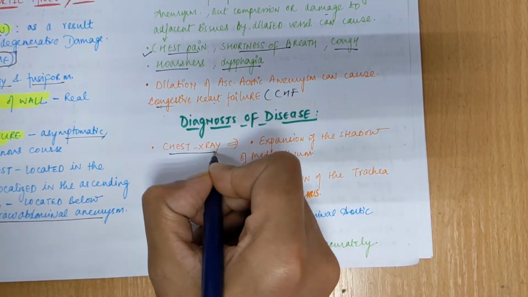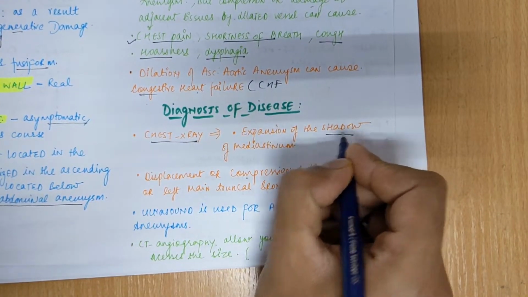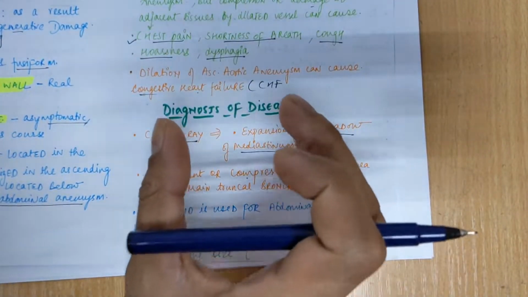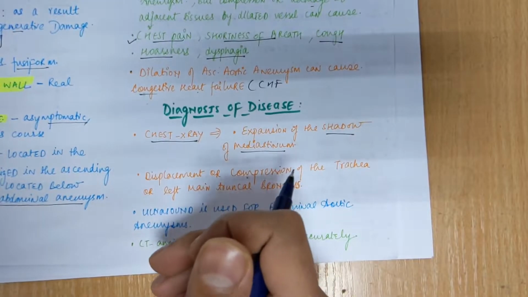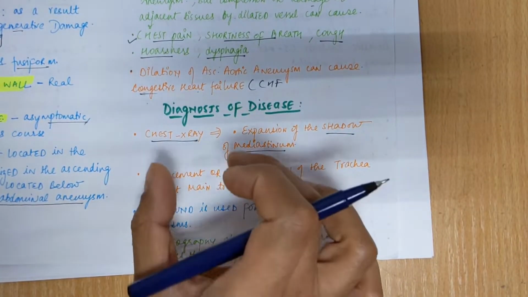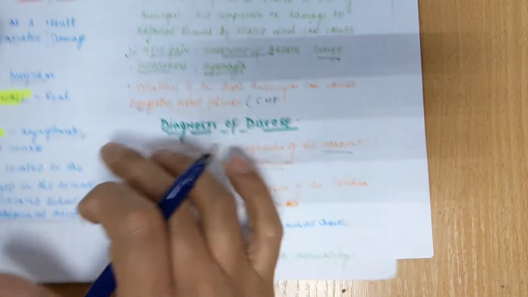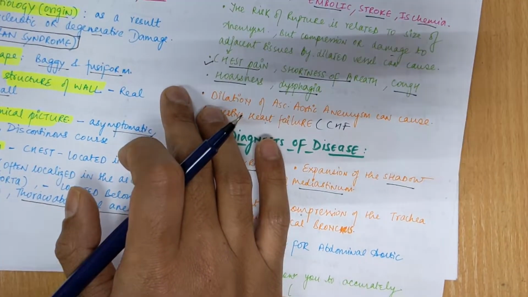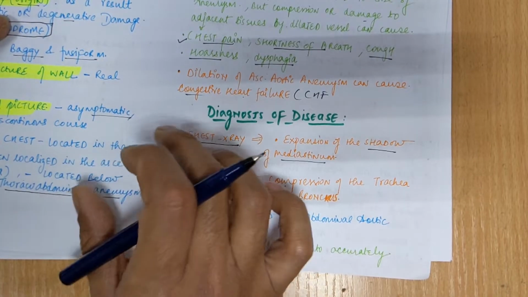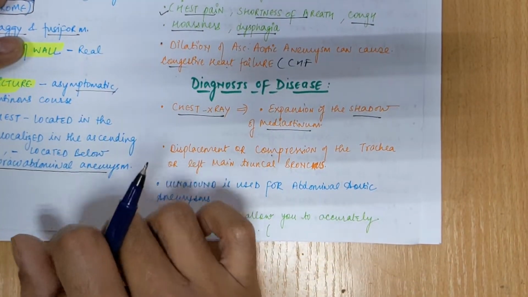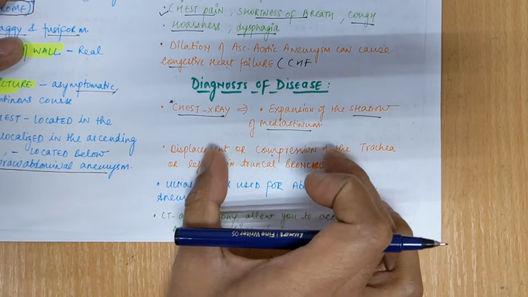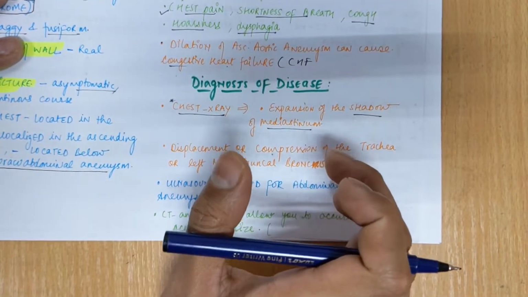We can do a chest X-ray to find any expansion or shadow of the mediastinum, because the aorta passes through the mediastinum, between the posterior and anterior parts. So in the chest X-ray we can see any expansion of the mediastinum. That will give us a point to relate with the differential diagnosis of this thoracic aortic aneurysm. With the chest X-ray we can also see any displacement or compression of the trachea.